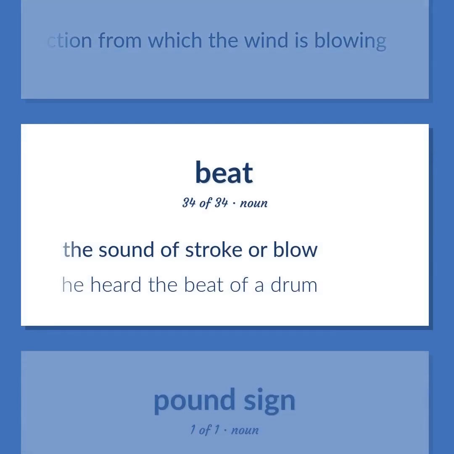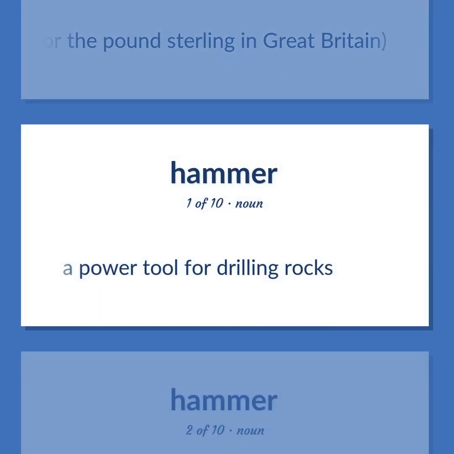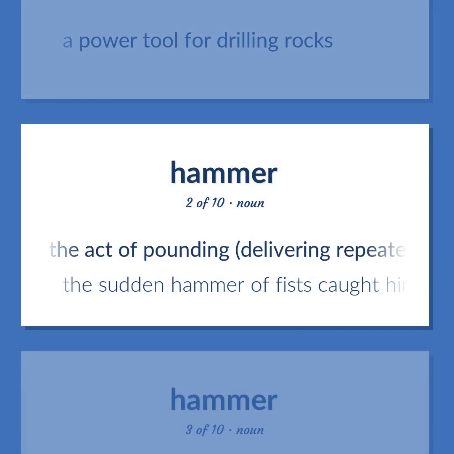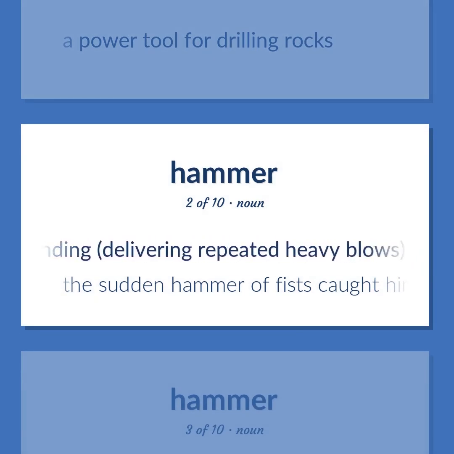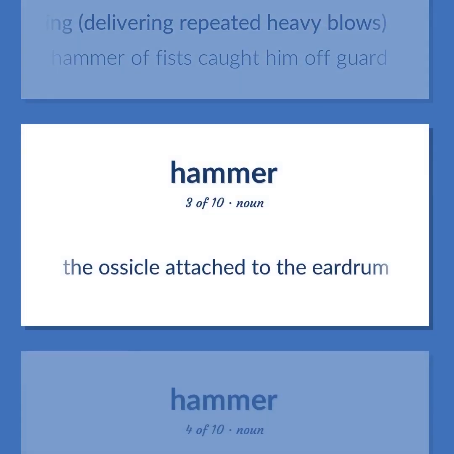The sound of a stroke or blow. He heard the beat of a drum. A symbol for a unit of currency, especially for the pound sterling in Great Britain. A power tool for drilling rocks. The act of pounding, delivering repeated heavy blows. The sudden hammer of fists caught him off guard. The ossicle attached to the eardrum.